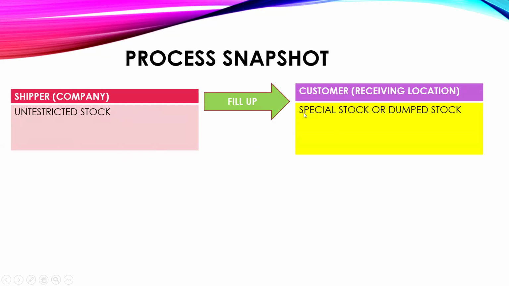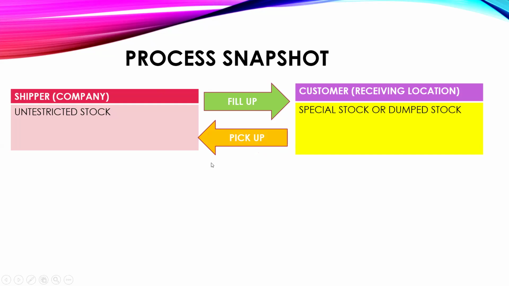Once it is moved from unrestricted to the customer location, we will call this stock a special stock or dumped stock. If the customer doesn't use this stock, the ownership still belongs only to CET. At any time they can take the stock back to the company, so the special stock will be reversed to unrestricted stock. That we will call pickup.